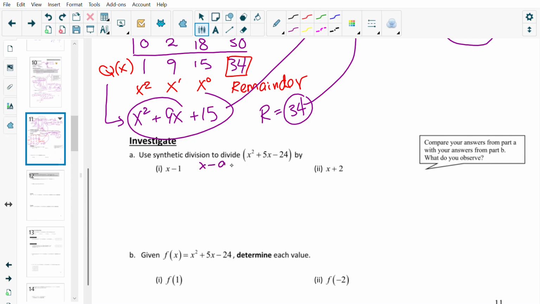I set up, remember, x minus a, so a equals 1, so 1 goes outside. And I have x squared, so I'm going to use the coefficients 1, 5, and negative 24. So 1 plus 0 is 1. 1 times 1 is 1. 5 and 1 is 6. 1 times 6 is 6. 6 goes here. And I have negative 18.